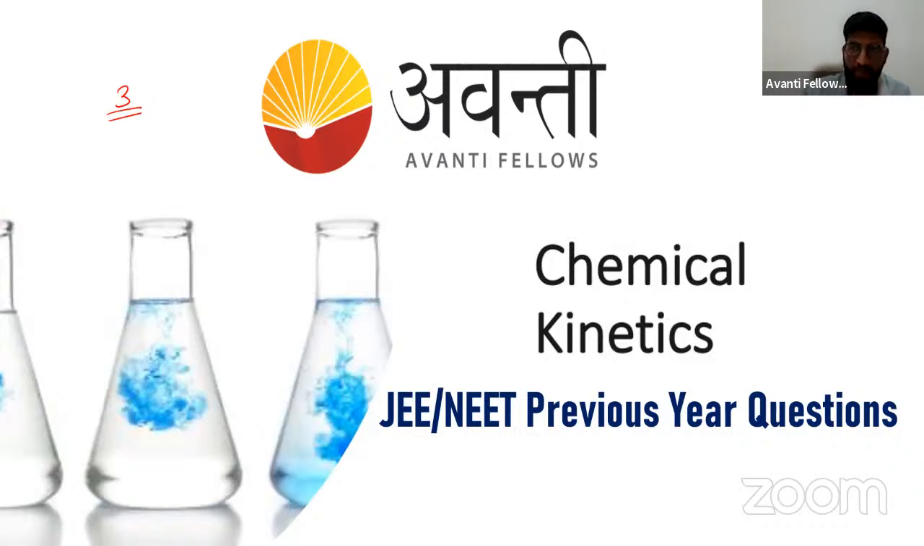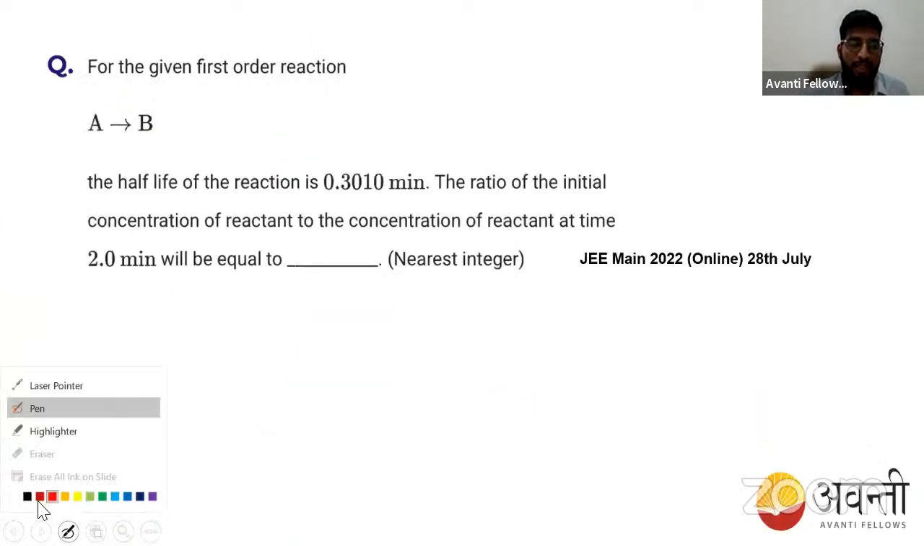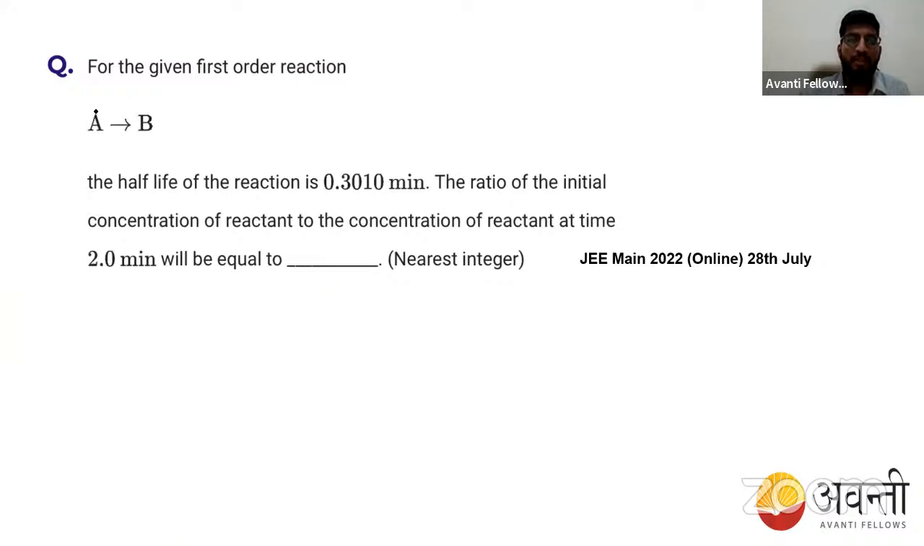Here we are going to discuss some PYQ on chemical kinetics. So here is the first question. In this question, the reaction is given. For the given first order reaction, they have mentioned that this is a first order reaction. The reaction is reactant A, which gives the product B. The half-life of the reaction is given as 0.3010 minutes, and the ratio of initial concentration of the reactant to the concentration of the reactant at time 2 minutes will be equal to?